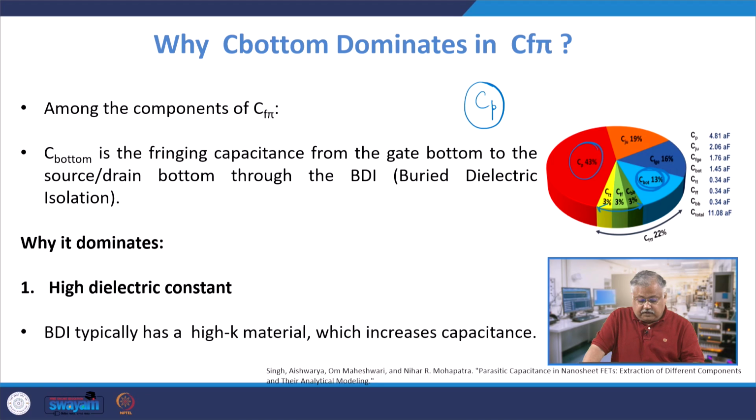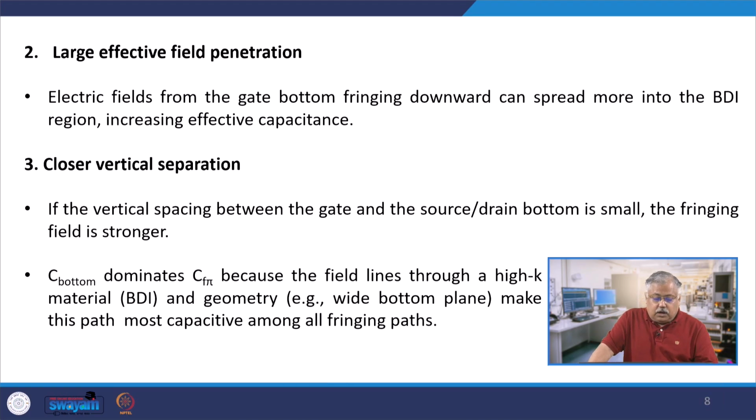And this increases the parasitic capacitance to a larger extent. Then you have a large effective field penetration. Electric field from the bottom fringing field downward can spread more into the BDI. If you remember, the effective area increases, right? And therefore, your effective capacitance increases.